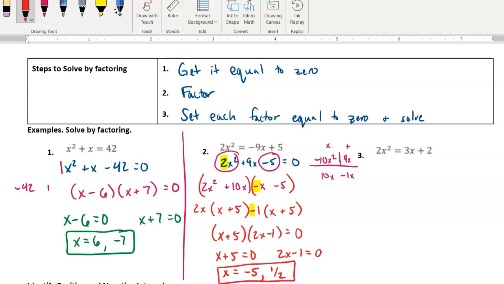So I'm going to help you start this one together, and then I want you to see if you can't finish it from there. So for this one, again, we'll get it equal to 0 first.